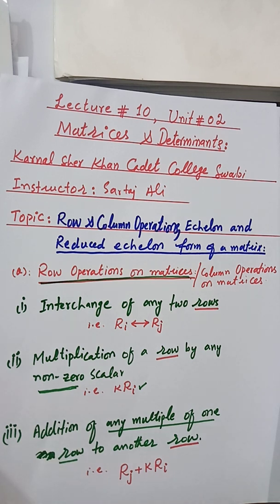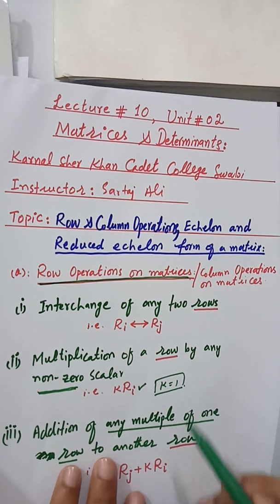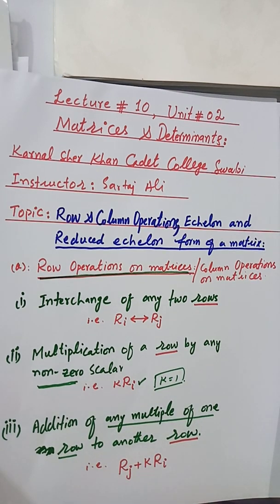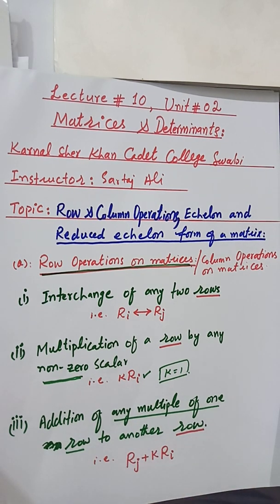So this is the third row operation. If you multiply some row by a scalar, that is also called a multiple of one row. If the scalar multiplication has k equal to 1, then that will be the addition of two rows in that matrix. So the addition of two rows in a matrix is also possible. So these are the three row operations.